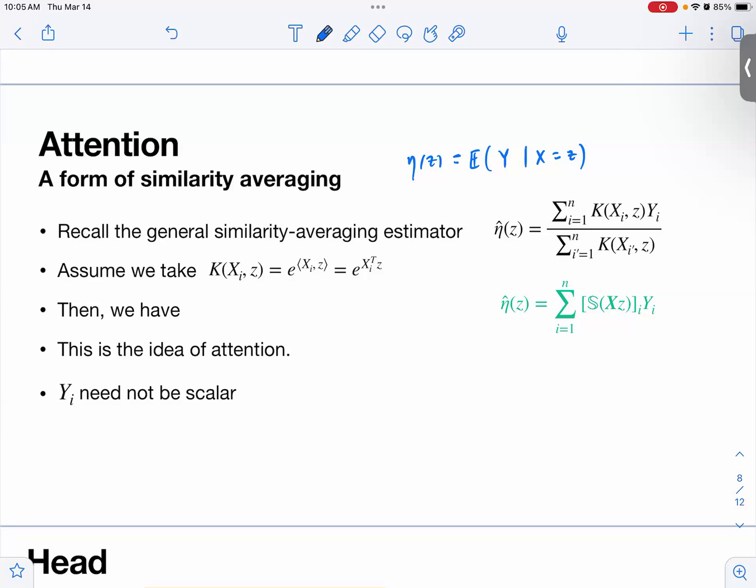Okay, then Nadaraya-Watson would come in if you use a translation invariant kernel, for example, k0 of xi minus z, where k0 could be the Gaussian kernel or so on. A very simple idea is that I can define this kernel like that. This is a more particular kernel. It's not translation invariant, but it's another similarity: the inner product of xi and z, e to the xi transpose z.